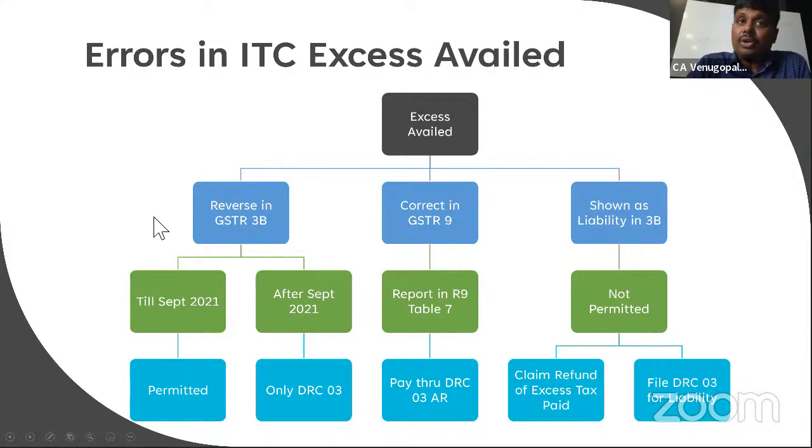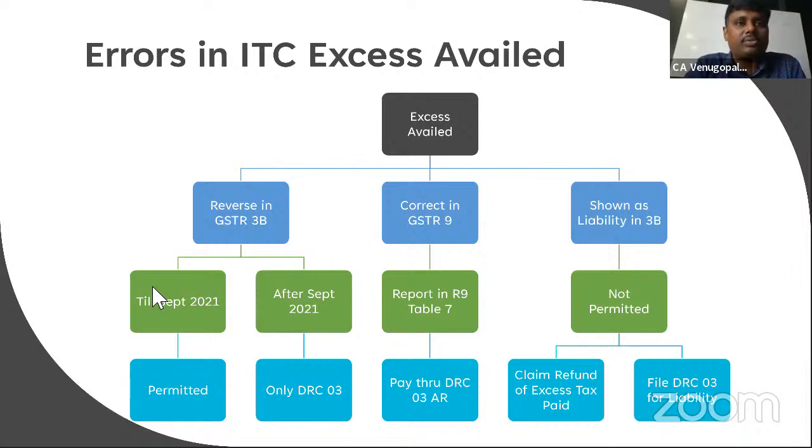However, if you have not reversed or you want to reverse it after September, please note section 39, which is talking about returns. You cannot correct anything after the September filing return. If you want to correct it, you have to correct it only through DRC03. Now, assuming you did not even correct, and you want to correct it now, you can still correct it in GSTR 9. You may ask that sometime back you said you cannot use GSTR 9 for the credits that have not been availed or credits that have not been reversed.